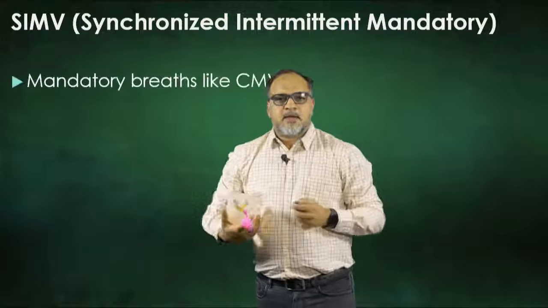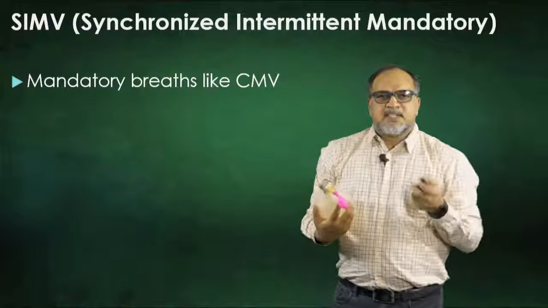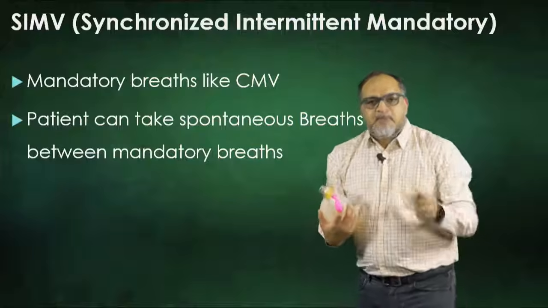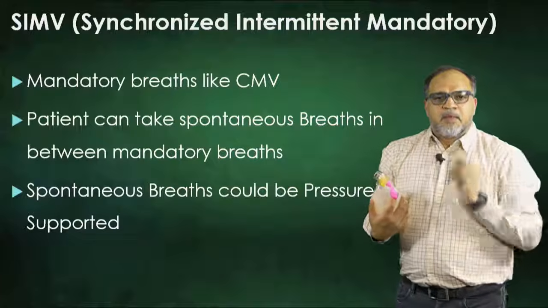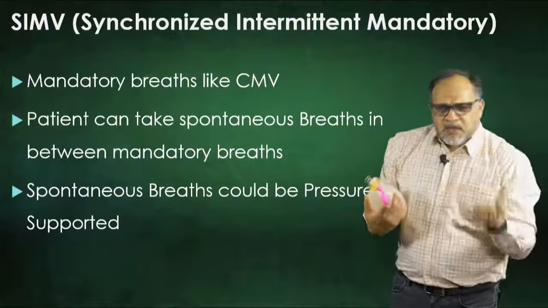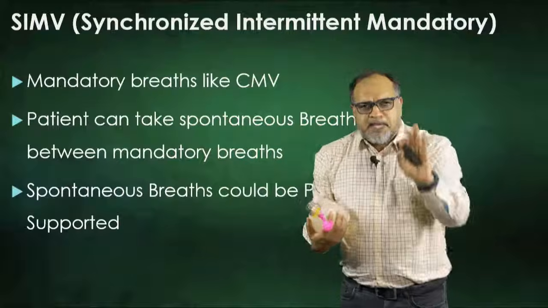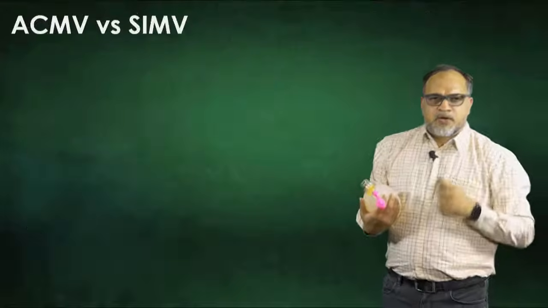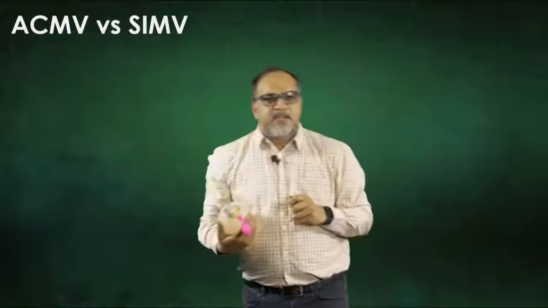Right. So mandatory breaths were just like CMV. The patient can take spontaneous breaths between mandatory breaths, but the spontaneous breaths could be pressure supported, but in plain SIMV they were not pressure supported. It was again a common mode of weaning. So what is the difference between ACMV and SIMV?